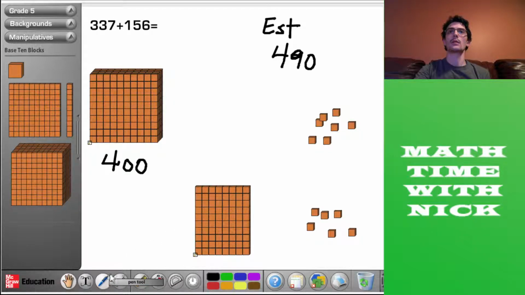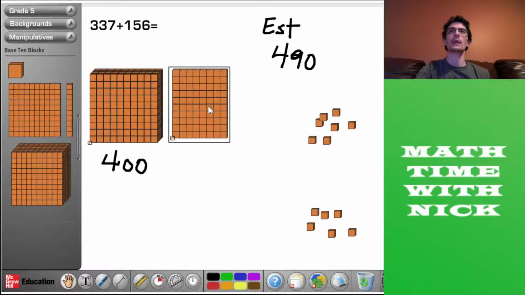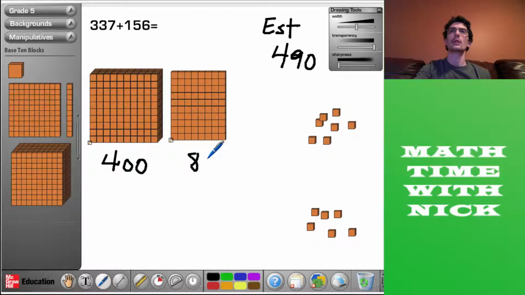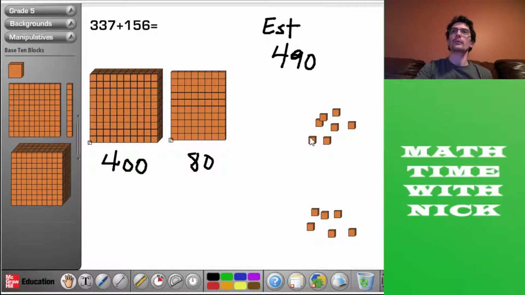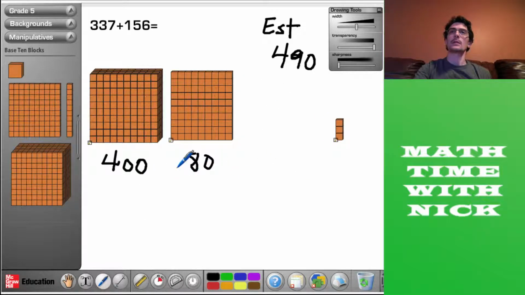So there we have 1, 2, 3, 4, 5, 6, 7, 8. So right now we've got 80, so we're just going to put 80 here. And then we'll put all these together. So here we have 7. I'm going to add the other 6, 2, 3, and then that makes a base 10 block. And this base 10 block we can add to this one. So then this becomes 90. Again, close to our estimate.